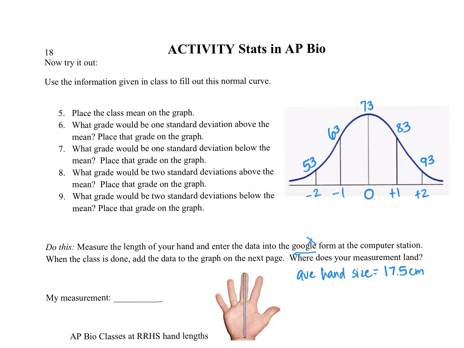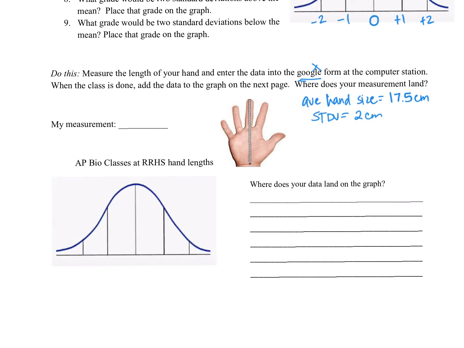It was actually like 1.9698, so I'm just rounding it to 2. And so now we're going to fill in the data on this chart down below the same way we did with the data above. So first I'm going to label my x-axis, and then I'm going to place my values starting with the average, which is 17.5 at the top.